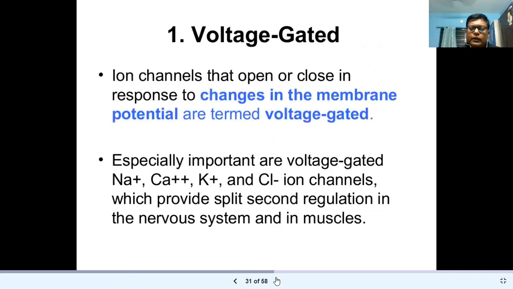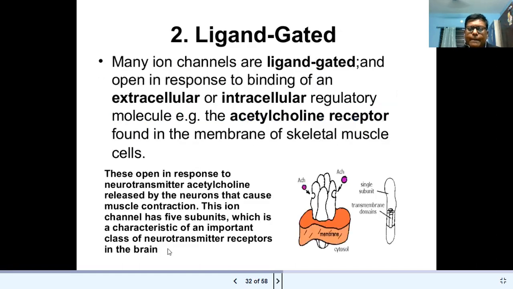So next is the gated ion channel. There are several kinds of gate. The first one is the voltage gate. Ion channels that open or close in response to changes in the membrane potential or voltage are termed voltage gated. So voltage gated channels are those channels that open or close due to alteration in the membrane potential. They are especially important for sodium, calcium, potassium, and chloride channels, which provide split second regulation in the nervous system and muscle.